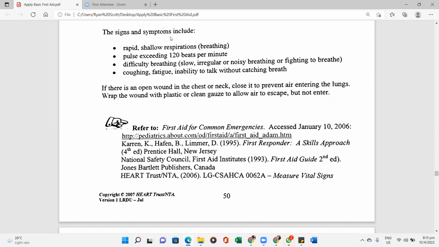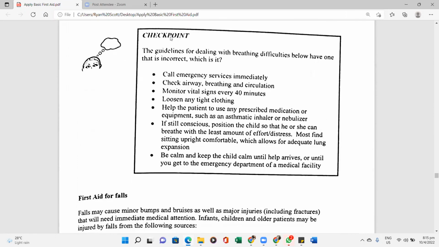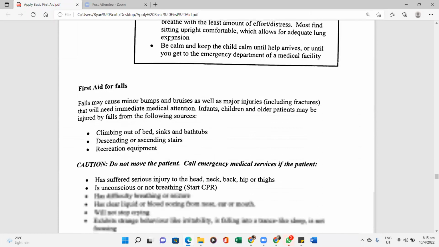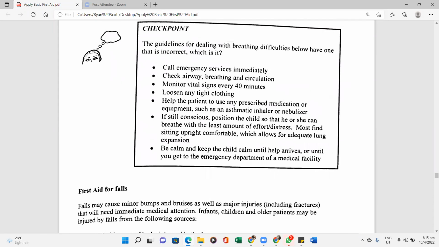Okay. So the guidelines for dealing with difficulty breathing, all right? Below, have one that is incorrect. They're saying that we should state which one of these is considered incorrect. So call emergency services immediately, yes. Check airway, breathing and circulation, yes. Monitor vital signs before every 40 minutes.